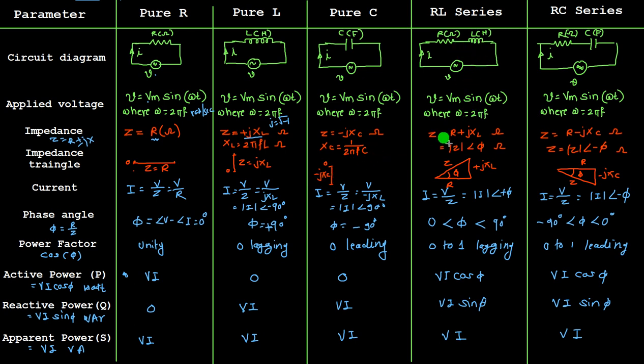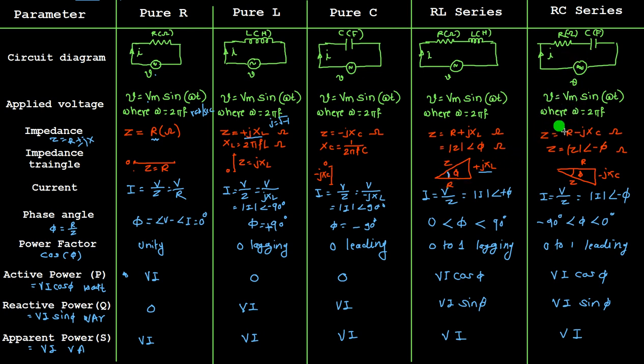In RL series circuit, the Z is equal to R plus jXL. Suppose if we convert this rectangular into polar, it is mod of Z at an angle of phi, where from the impedance triangle, this is R, this is the plus jXL, and the resultant is Z, whereas the angle between R and Z is phi. Suppose you want to determine the phi, you can take the tan inverse of XL by R, or you can take cos inverse of R by Z.